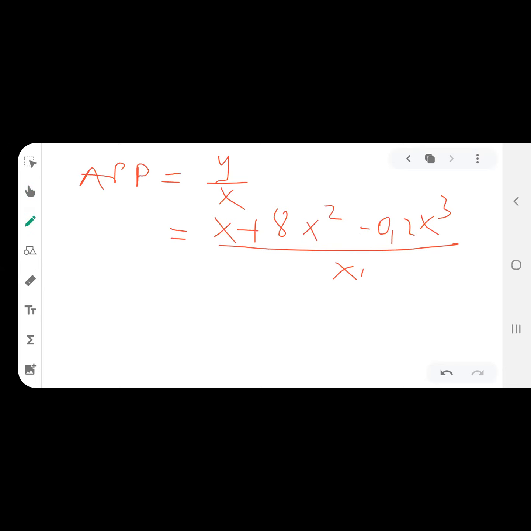So this x will divide this x, you will get what? 1 plus 8x squared divided by x, meaning that one x will fall. According to the laws of exponents, remember, you write 8x, 1x, and then you subtract the exponent. This exponent 1 here, you subtract 1, so you end up with 8x. So it's 8x minus 0.2, you write 1x, and then you subtract the exponent. 3 minus 1 is 2. So this will be your APP. Do you all follow?